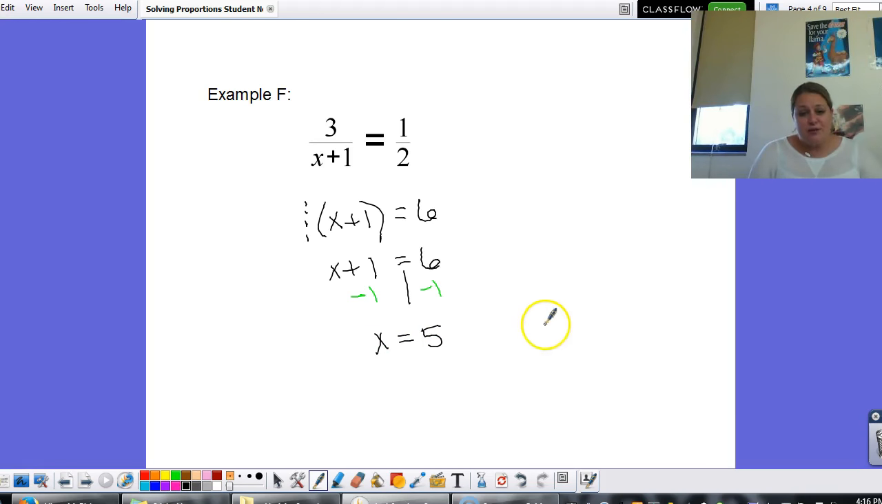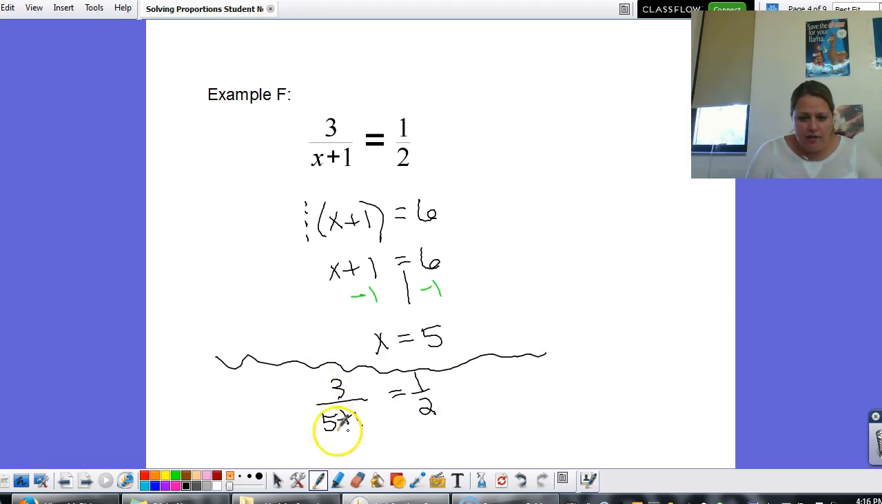Now, don't forget, you can always plug this in and check it. Well, Miss Bish, I'm not quite sure how. Well, let's do it. Let me plug that 5 in, and let's look at what this proportion would be. Well, on the left side, it becomes 3/6. On the right side, it becomes 1/2. Are those fractions the same value? Are they the same number? Absolutely.